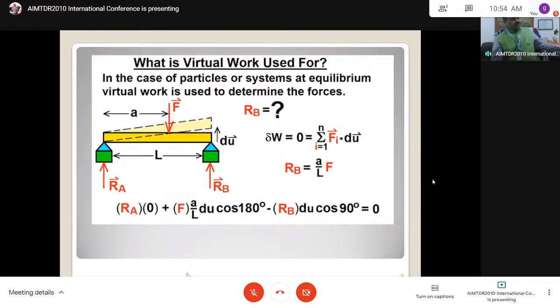Now let us see the beam problem. Here is a system. The particle is analyzed, the rigid body is analyzed, now a system, civil structures. It consists of two supports.